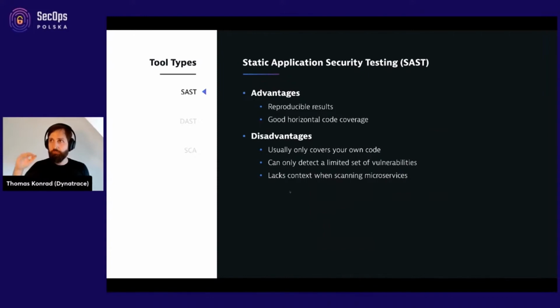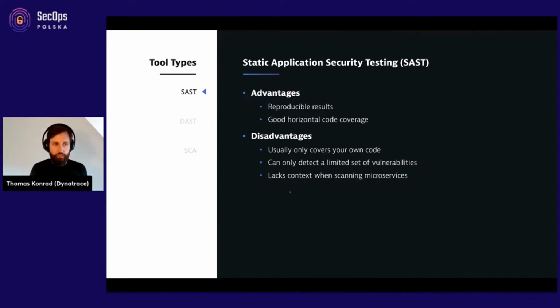So a sink could be an SQL statement that is sent to the database. The advantages are that the results are reproducible. Same source code base, same tool, same version is going to yield the same results. You have good horizontal coverage, so your own code is covered pretty well. It covers only your own code and not other parts of the stack. It can only detect a limited set of vulnerabilities.